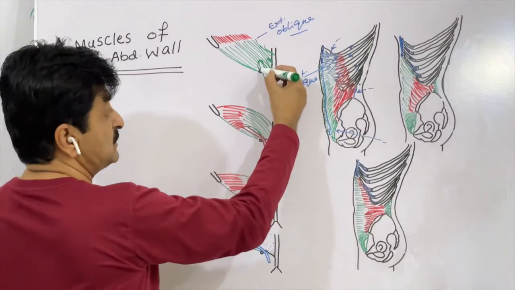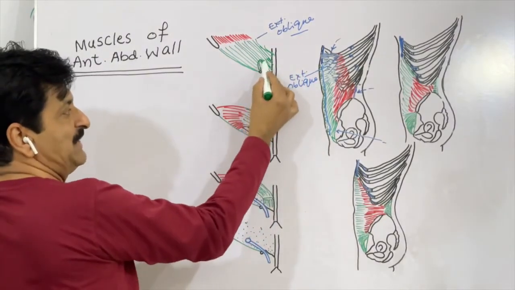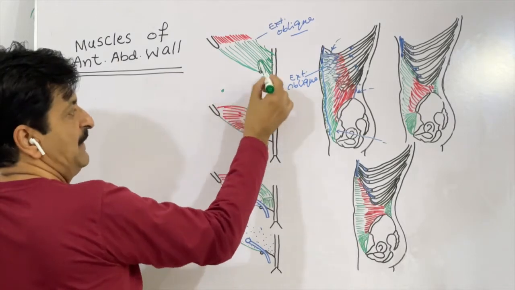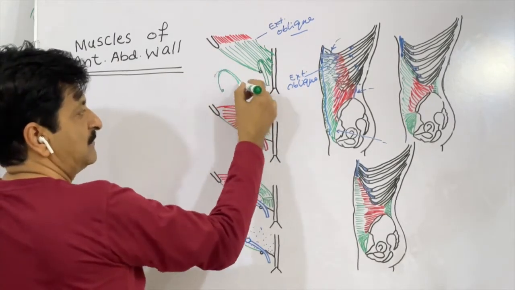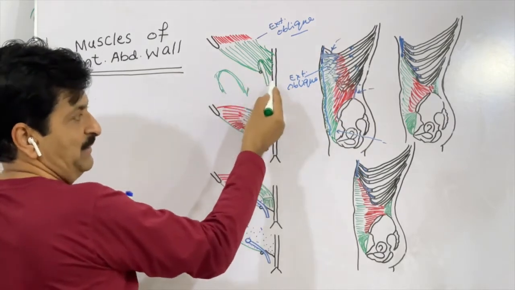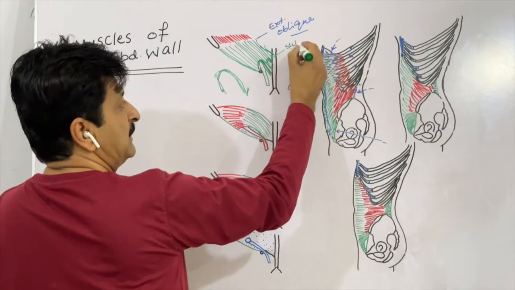But during this process, you will see that a gap will be created. Here is the pubic tubercle and here is the pubic symphysis. So a gap is created. This is a triangular gap, and this triangular gap is called the superficial inguinal ring.